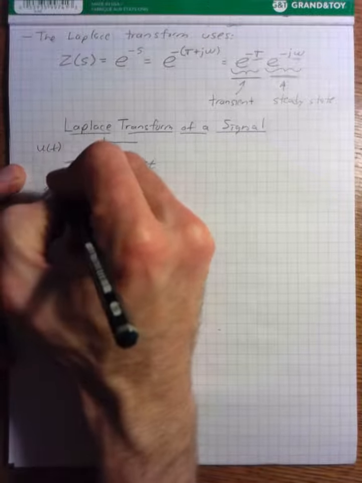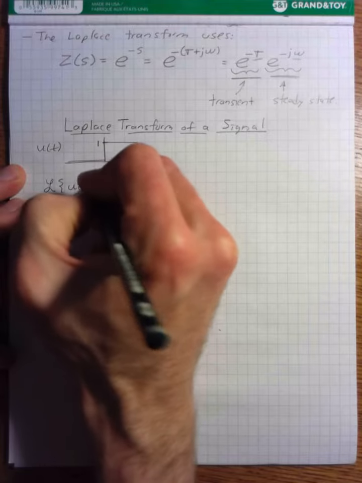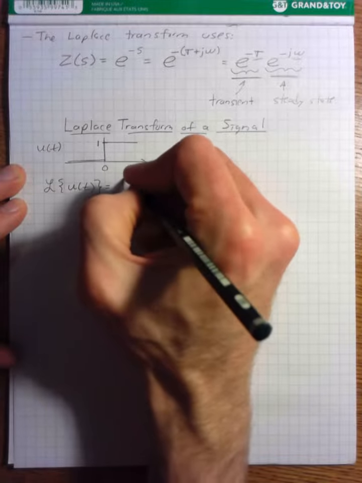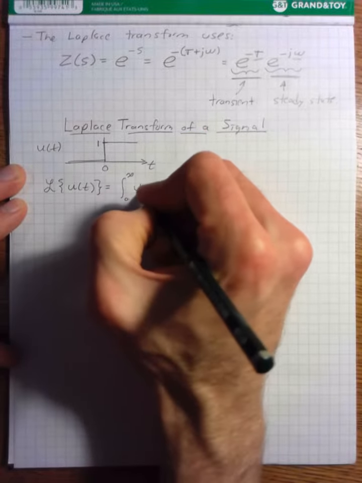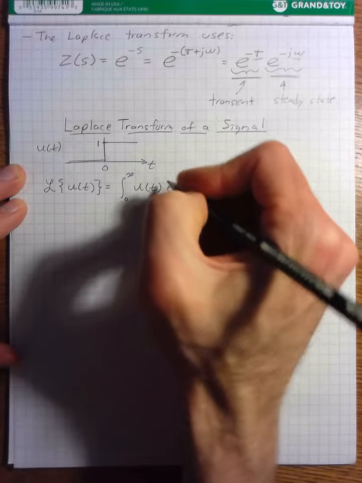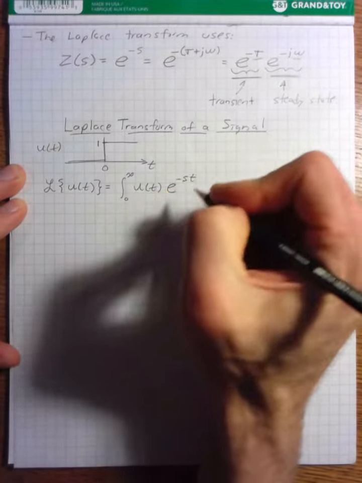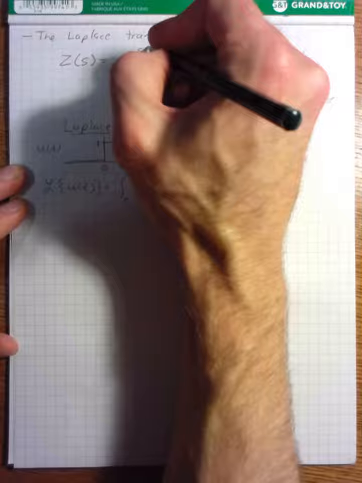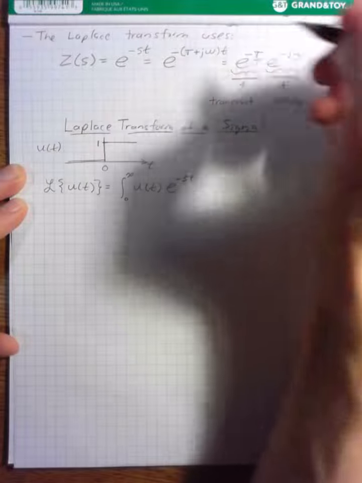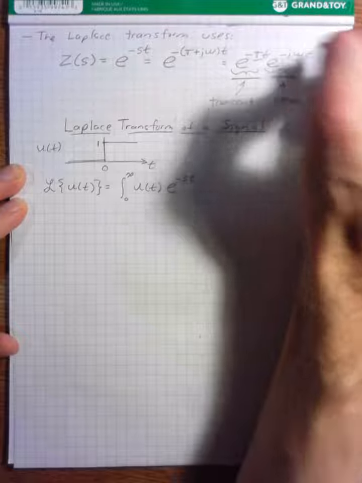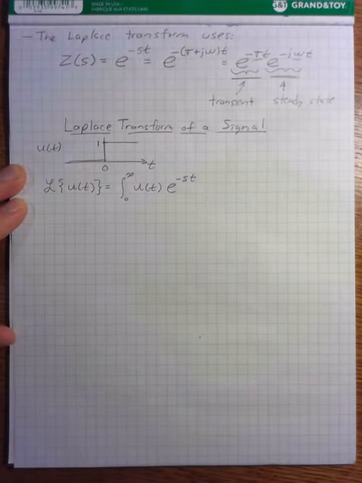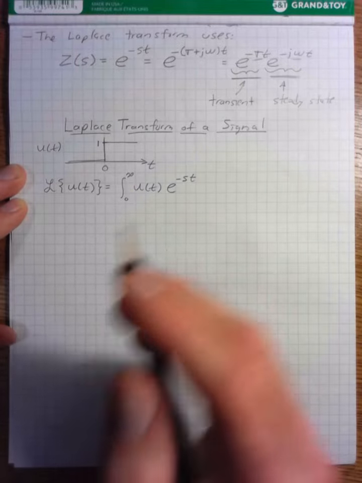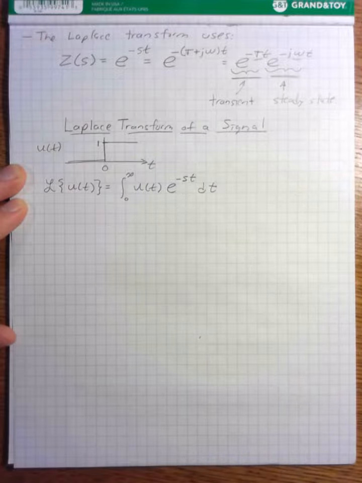So I want to take the Laplace transform of the unit step function, so that's how I would write it. And the Laplace transform is equal to the integral from 0 to infinity of our step function, e to the minus st. Oh, sorry, up here I forgot the t as well. Please add that in. So I integrate from 0 to infinity, u of t e to the minus st, with respect to time.